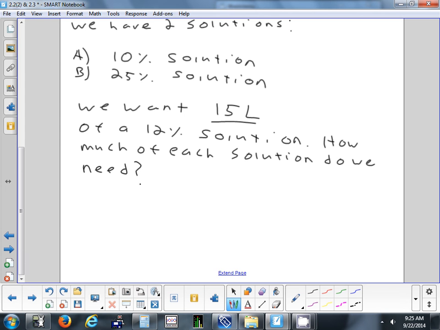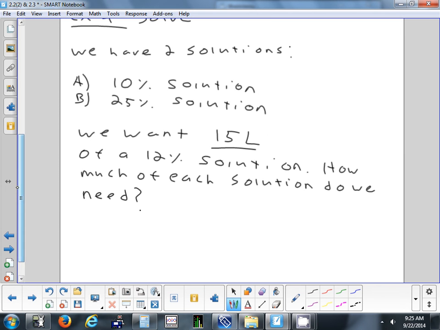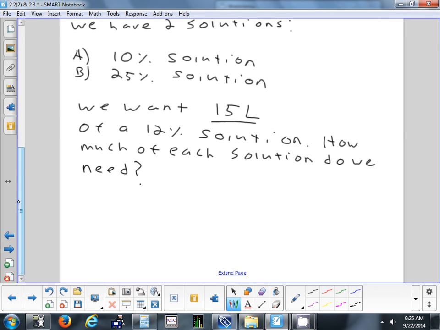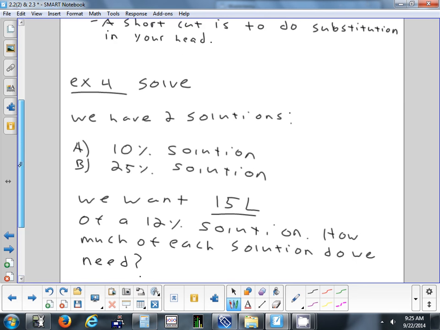How about, Andrew, can you give me the equation for the total amount of stuff I'm going to have in the end? Sure. And you can let A and B be your variables. Then A plus B equals 15 liters. Perfect. A plus B equals 15 liters. That's the equation that represents the total amount of stuff. Now we need the one for the concentration.